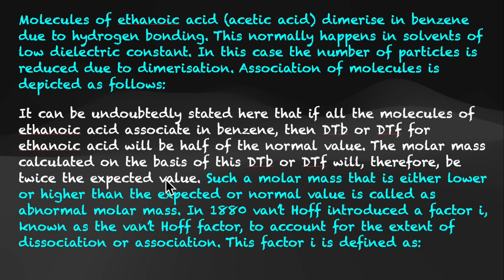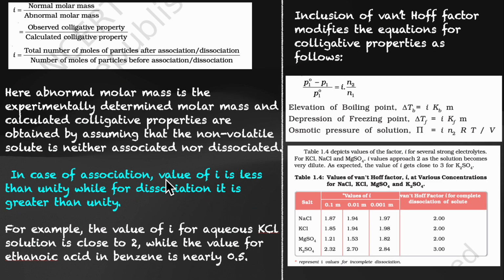Such a molar mass that is either lower or higher than the expected or normal value is called abnormal molar mass. In 1880, Van 't Hoff introduced a factor i, known as the Van 't Hoff factor, to account for the extent of dissociation or association. This factor i is defined as i is equal to normal molar mass.